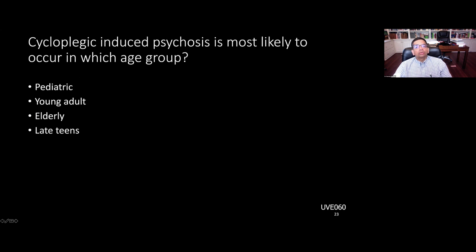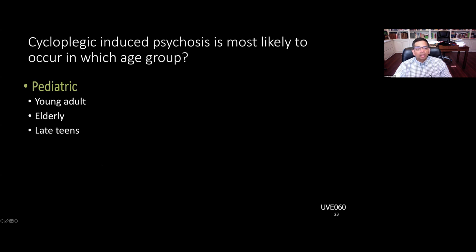Cycloplegic-induced psychosis is most likely to occur in which age group? Pediatric, young adult, elderly, or late teens? We just briefly talked about this. This is more to see if you are paying attention. Okay, the right answer is pediatric. So most of you got that right. That's good.